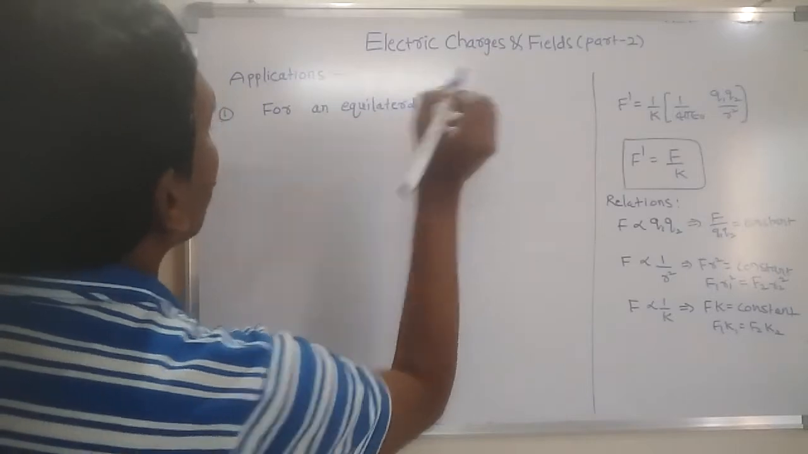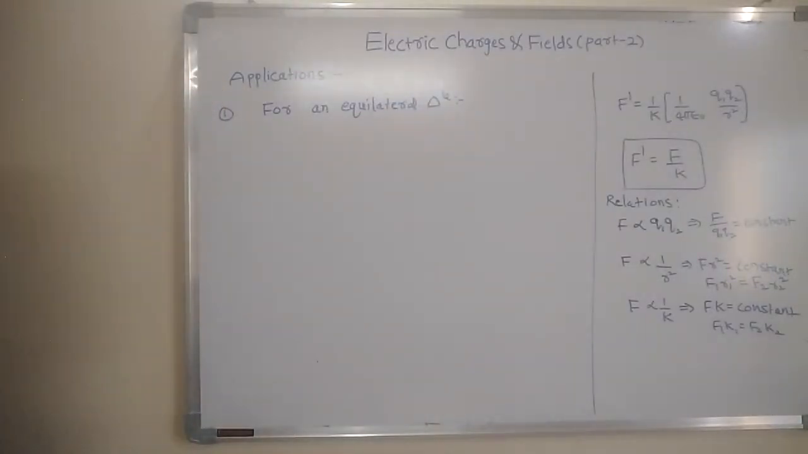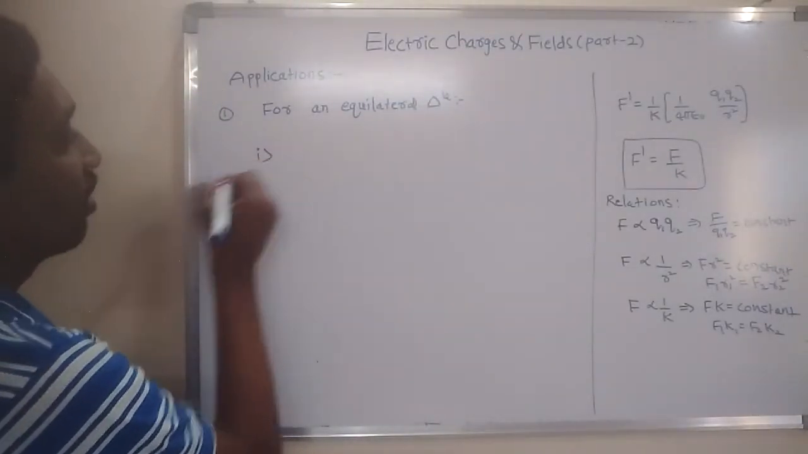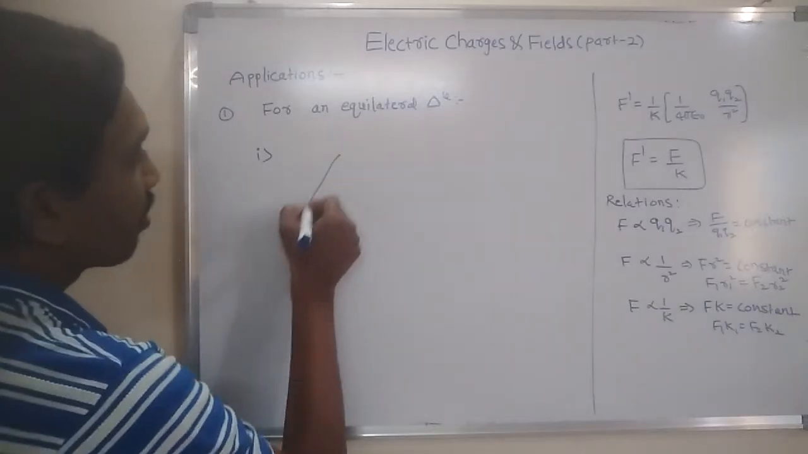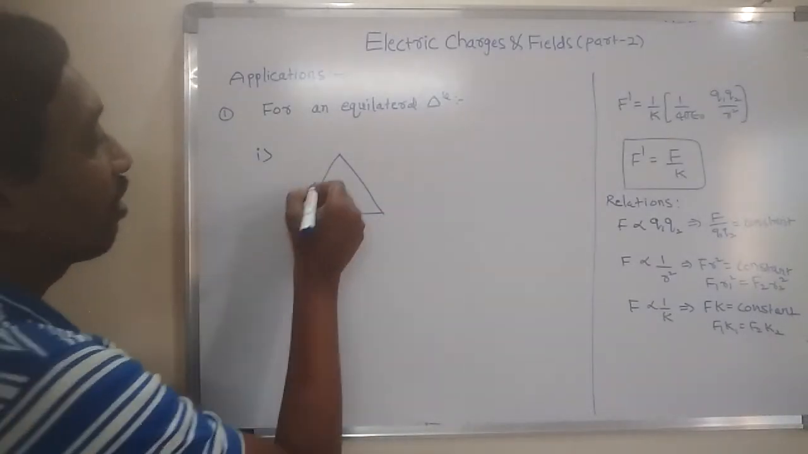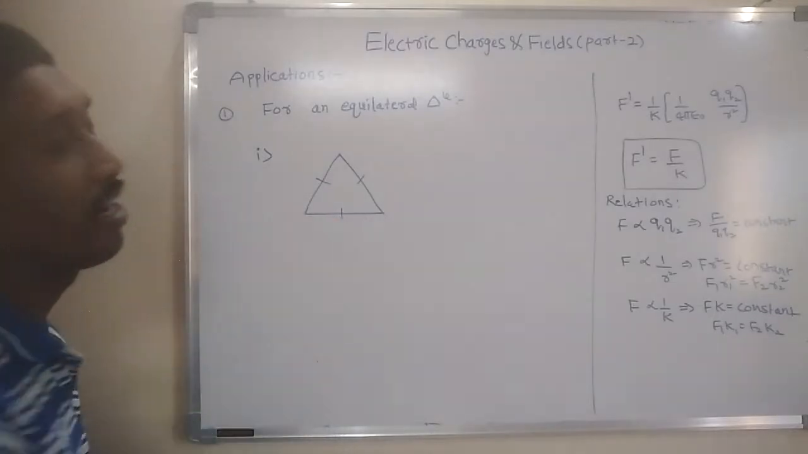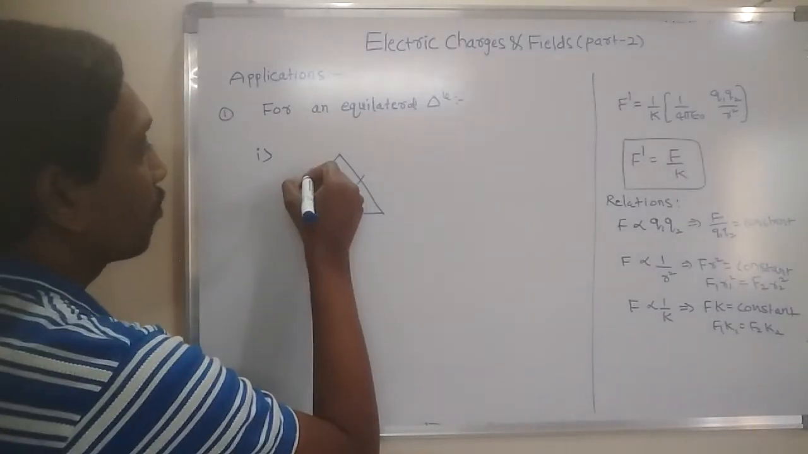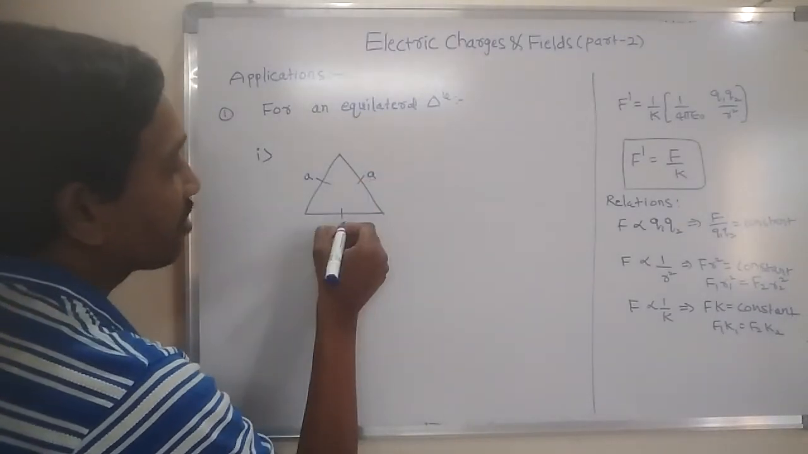Okay, now for the equilateral triangle we have different applications. The first application on the equilateral triangle, listen to me. If you consider one triangle, this is an equilateral triangle. Equilateral triangle means the side lengths are equal. For example, the side length of the equilateral triangle is A.